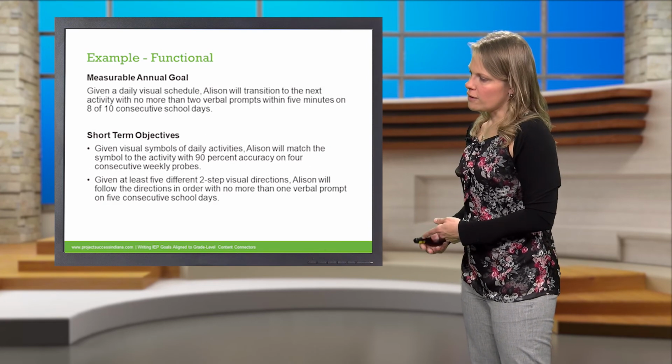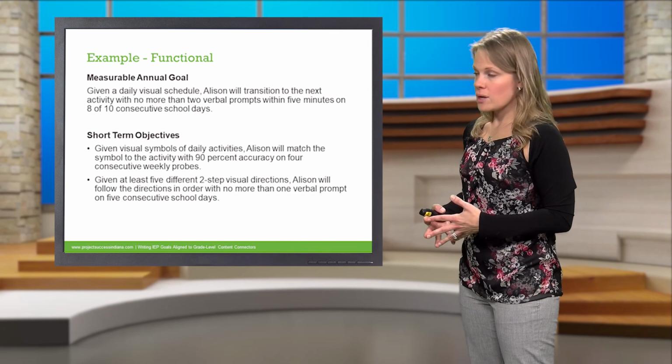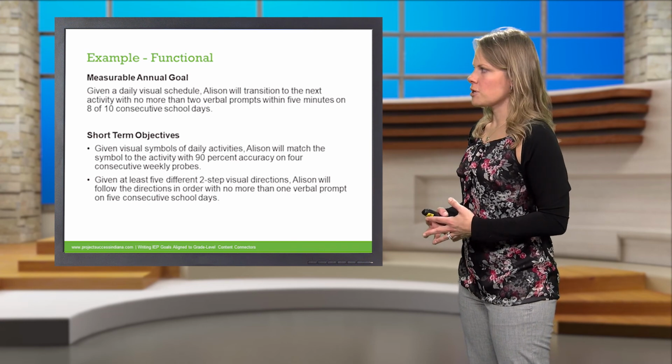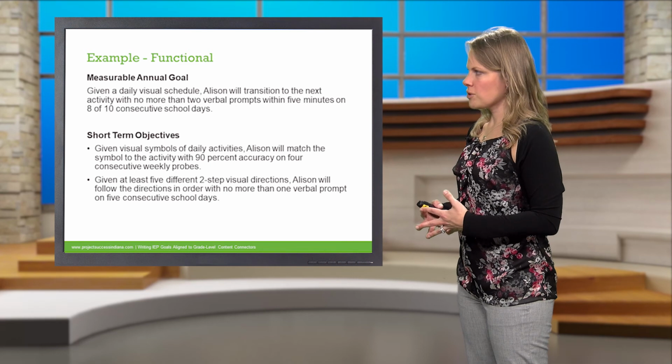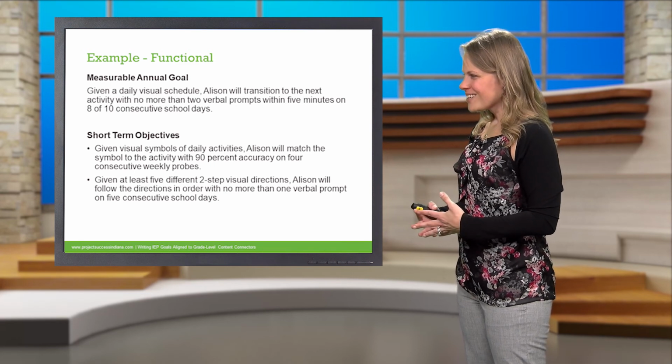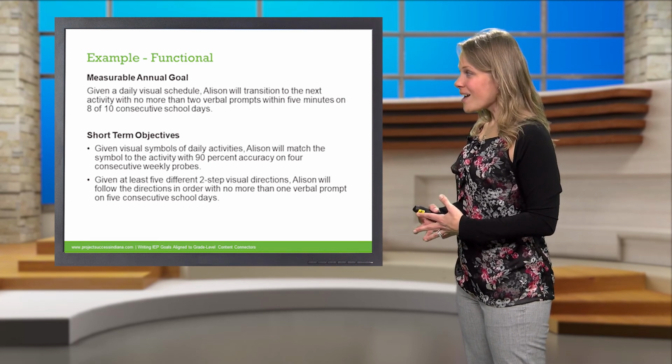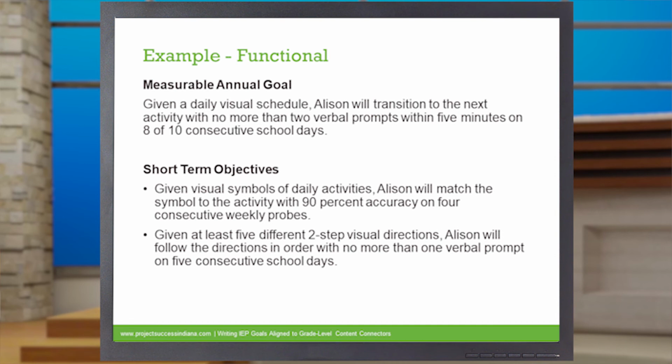This would be an example of a functional goal, what the annual goal might look like, and then some objectives underneath it. Again, as you look through this, I won't read it out to you. I think you all can read it yourselves, but you can see and pick out the different elements of a measurable annual goal. You see the conditions. You see a clear skill that's being targeted, transitioning to the next activity.